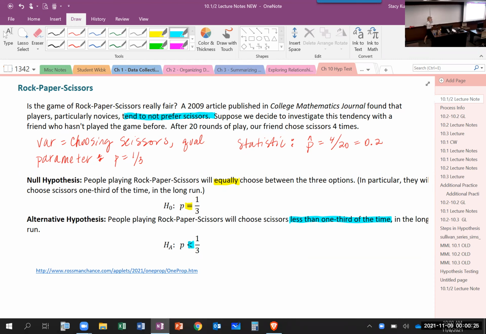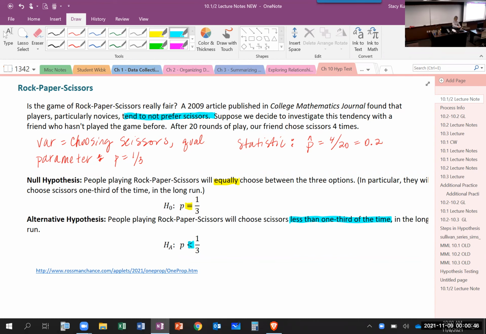So these are the 2 things that I'll be asking you to do. Not only write for me the null and the alternative hypotheses in words, but also show me in symbols. So by symbolically, I'm talking about H naught colon P equals 1/3 and so forth, right? So I've got symbols and I have words.